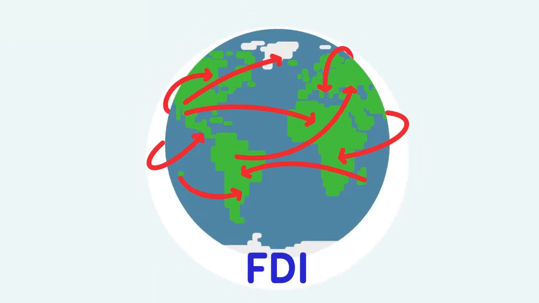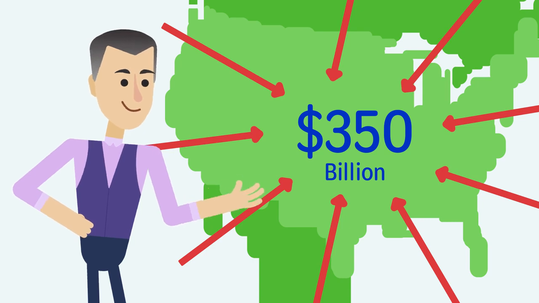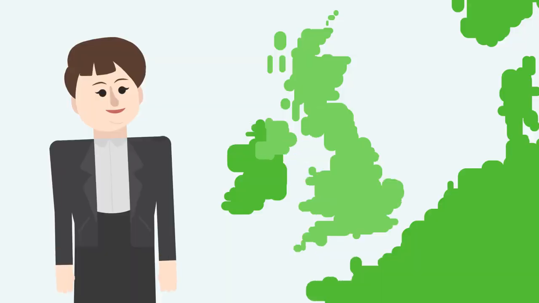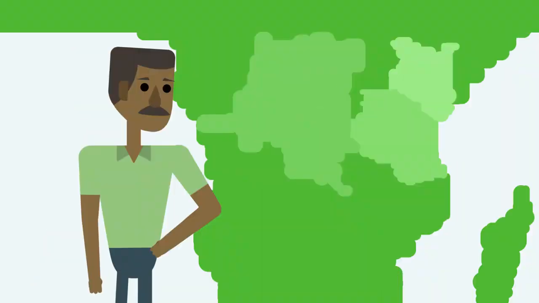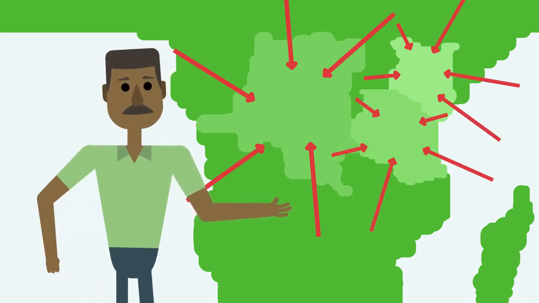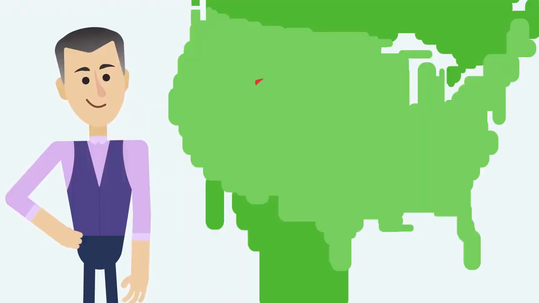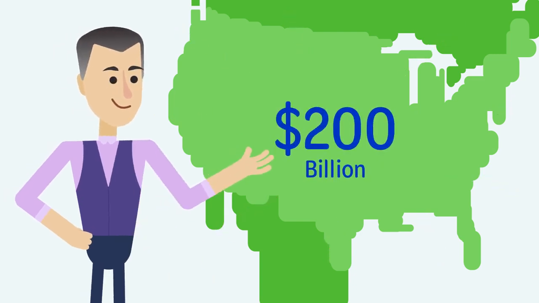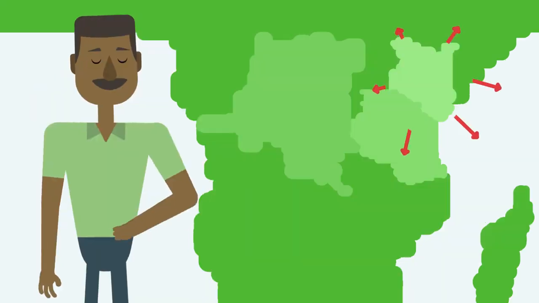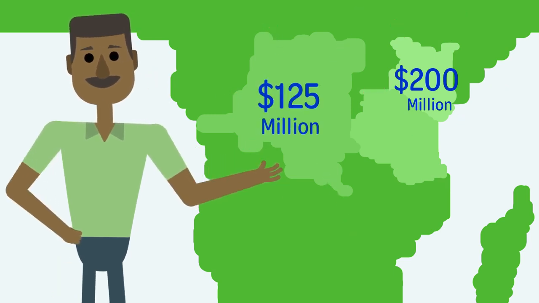A look at global FDI reveals that the vast majority of inflow, around $350 billion, comes into the U.S. each year. China receives around $150 billion, India, $50 billion, and the UK around $20 billion. The inflows to the Democratic Republic of Congo, Tanzania, and Kenya are each at about $1 billion annually. FDI outflows often mirror inflows. The outflow from the US averages about $200 billion, China $100 billion, and Canada $75 billion. Kenya reports about $200 million in outflows, and Congo around $125 million.